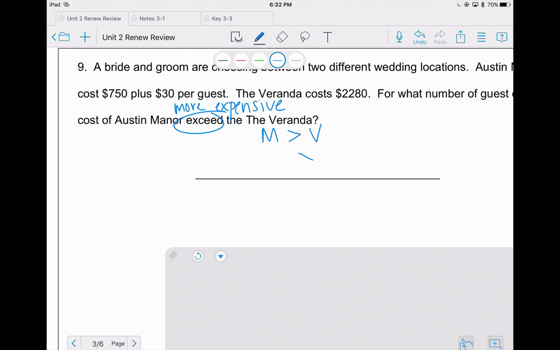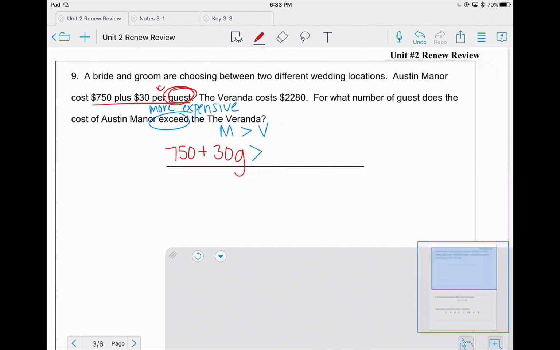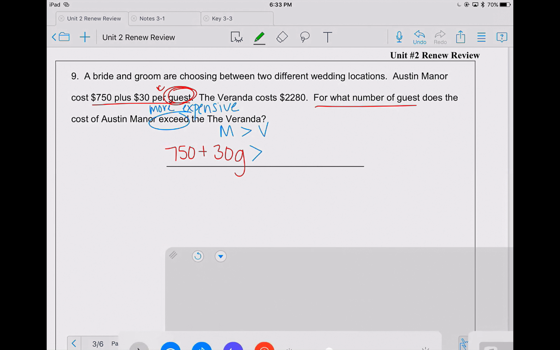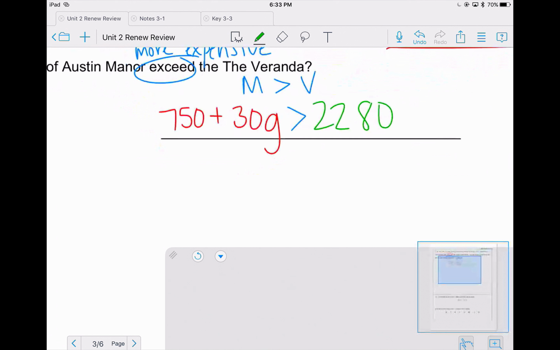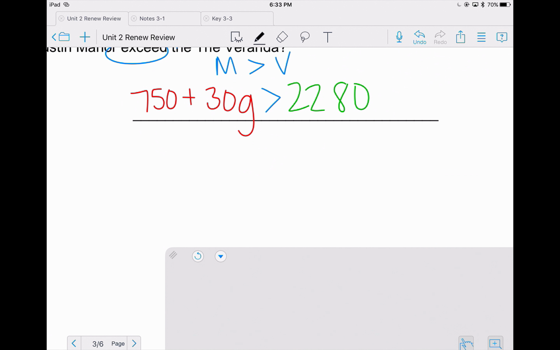So now I'm going to fill in information about the manor and the veranda. The manor tells me it is $750 plus $30 per guest. That per tells us to multiply. Guest tells us we have an unknown amount, so we're going to use G. Nowhere in this problem does it say how many guests. In fact, it asks for what number of guests, meaning we don't know. If we don't know, don't plug a number in there. Use a letter. They tell us that the veranda is $2,280. That's all we know. It's a one-time or a big fee, but there is no specific cost per guest.